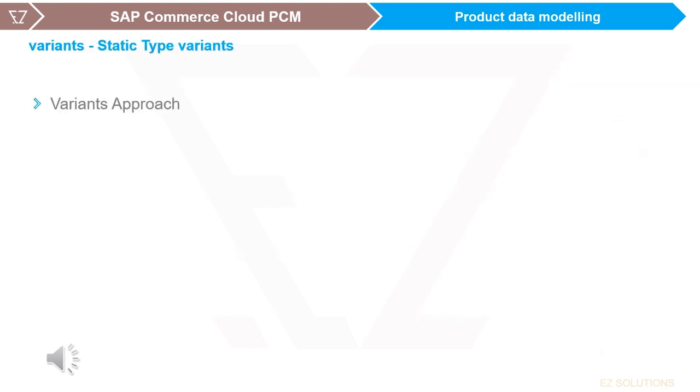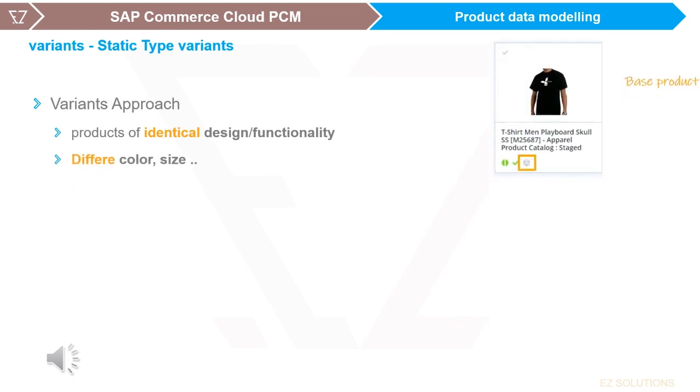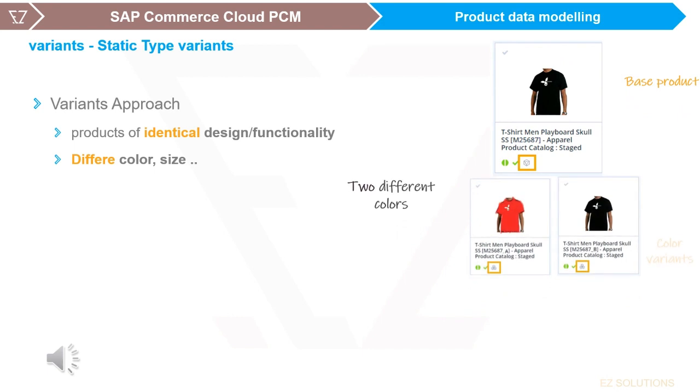The basic product variants are supported out of the box in SAP Commerce Cloud. In general, product variants are products of identical design and functionality, but with different size, color, etc. For example, a base product t-shirt has two color variants, red and blue. But first of all, in SAP Commerce, you need to distinguish between a base product and a variant product.